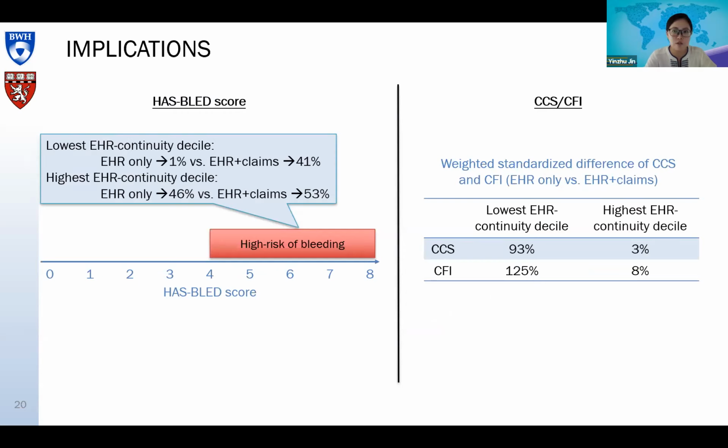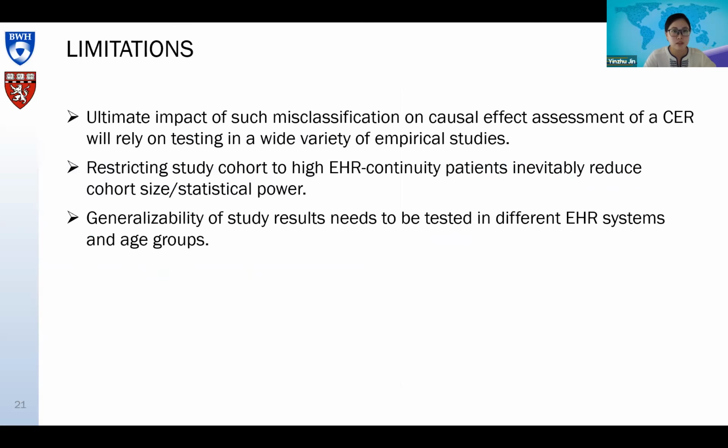And in terms of combined comorbidity score and frailty index, the weighted standardized mean difference was up to 93% and 125%, but this amount decreased to 3% and 8% in the highest EHR continuity decile. So there are several limitations that should be taken into consideration.